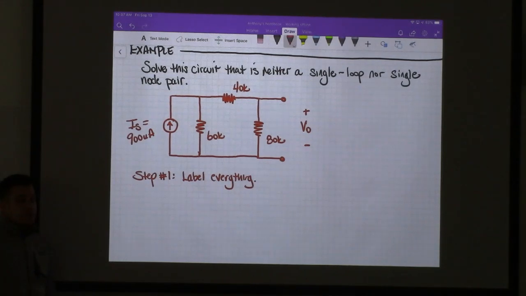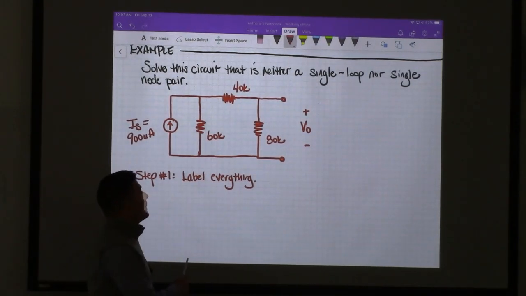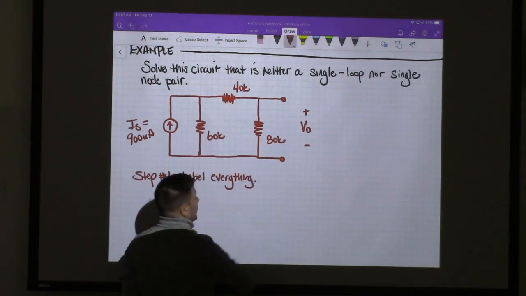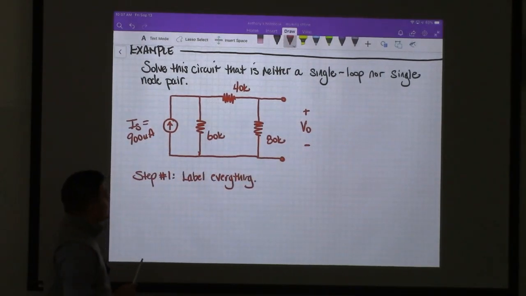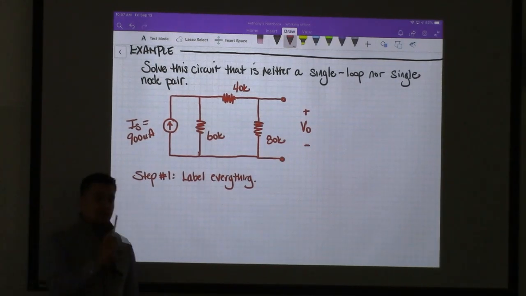Yes. Okay. Which two are in series? The 40K and the 80. The 40 and the 80, these two are in series with one another. We could combine those together. When we combine those together, we'll lose V out. We'll lose that resolution.